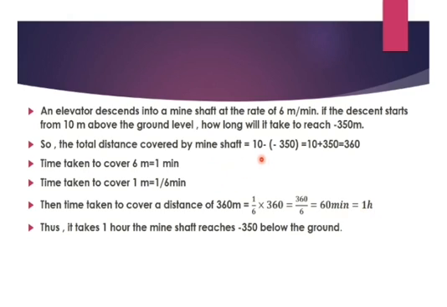Once more, the total distance covered is 360 meters, and 6 meters takes 1 minute, so 1 meter takes 1 by 6 minute. Then 360 meters is 360 into 1 by 6. We get 360 by 6, the answer 60 minutes, which means 1 hour. Thus it takes 1 hour for the mine shaft to reach minus 350 below the ground level.